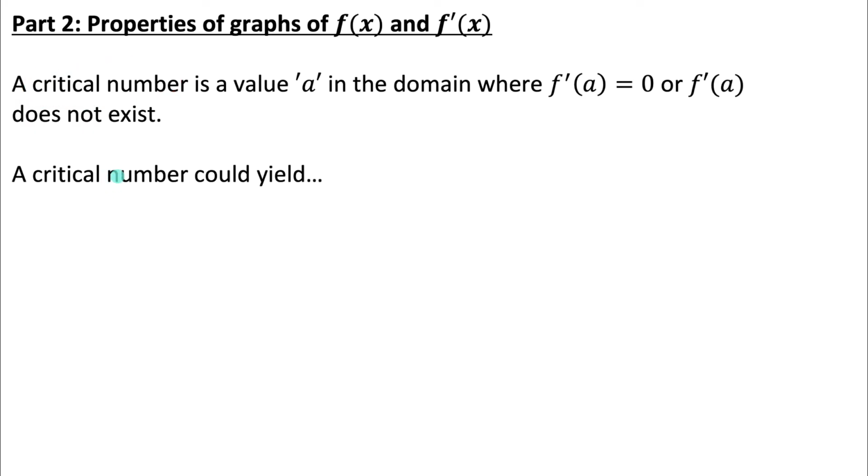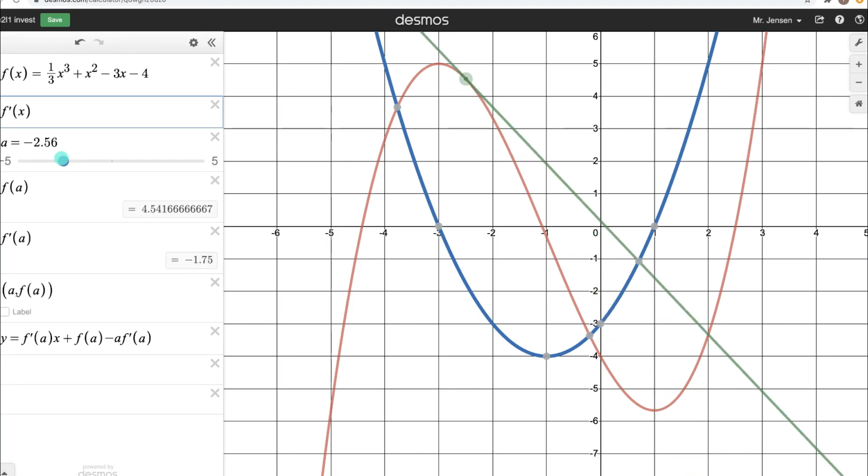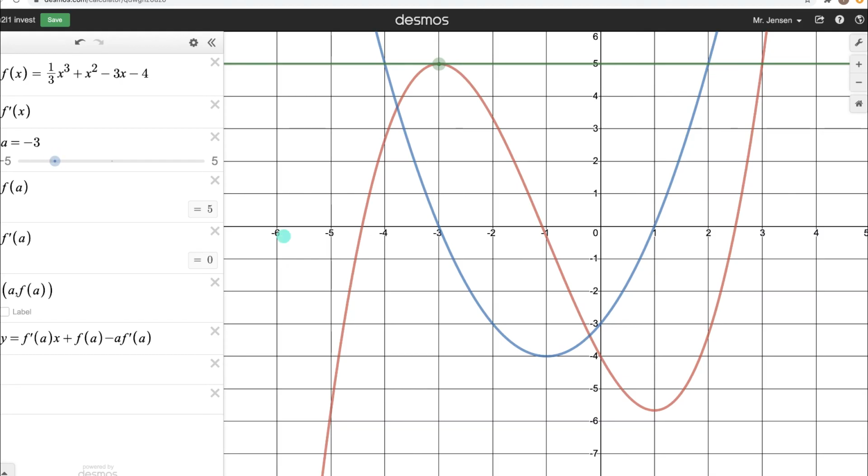Critical numbers are important because they could yield a few different things. They could indicate that there is a local max, a local min, or neither on the original function. And let me show you why. Well, let's look back to the original example. Notice, when was the derivative 0? It was 0 at -3 and at 1. And what's true about the original function at those points? Well, that must mean the original function has a slope of 0 at those points, which is represented with a horizontal tangent line. And notice, wherever there's a horizontal tangent line, there's a turning point.